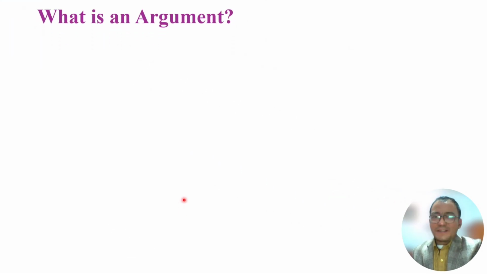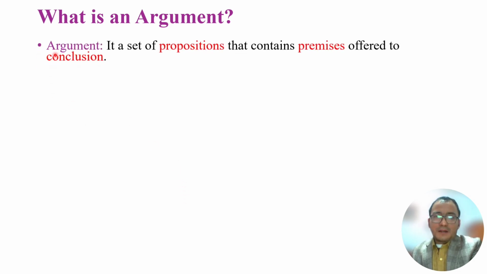Okay, for the next, what is an argument? Argument is related with logic. An argument is a set of propositions that contains premises offered to conclusion. These three words are highlighted over here, so we're going to discuss these now.